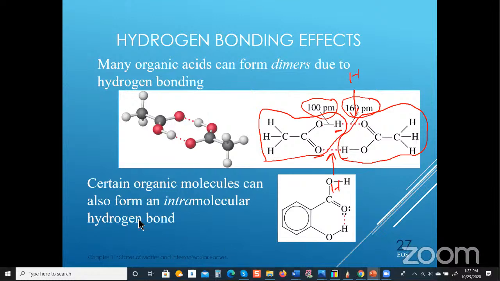But the point we're making in terms of the intramolecular bonding that exists is that you can have that in compounds such as this, where the hydrogen here is close enough to the oxygen so that you can have this intermolecular force between those two, all right? So that's another example of hydrogen bonding.